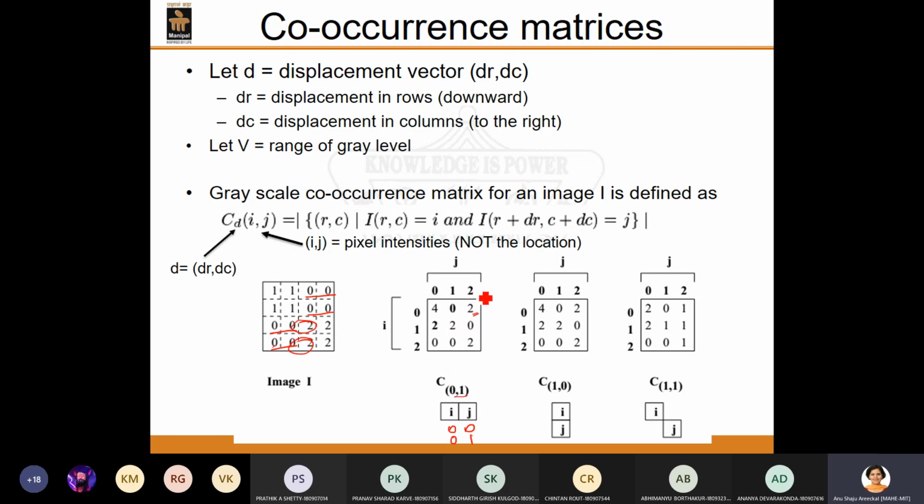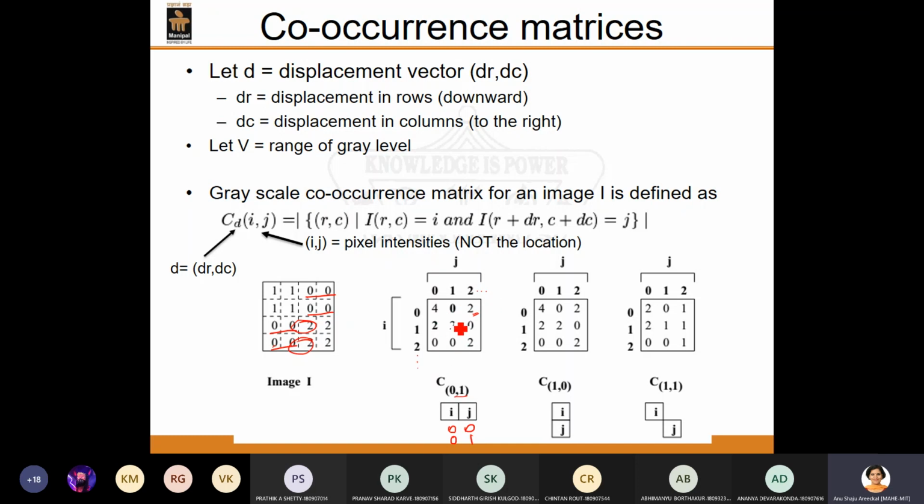The size depends on how many intensities you have. Let's say it's an 8-bit image with 256 intensity levels; then the possible values of I and j would be from 0 to 255.